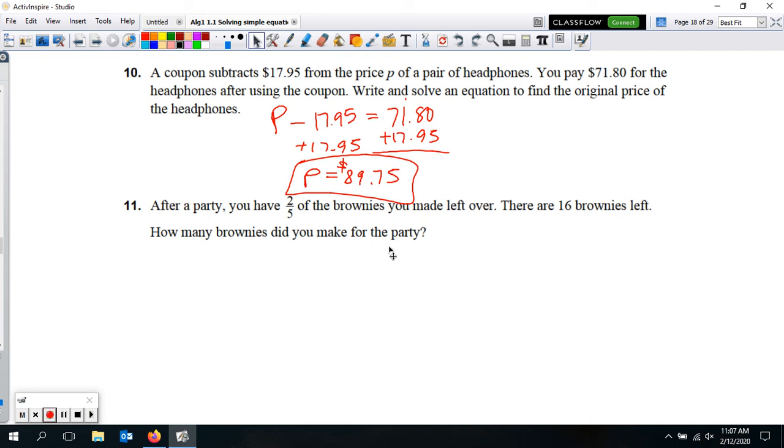What is the unknown? It says basically the unknown is the number of brownies that you originally made, your original number of brownies that you had for the party. That would be your unknown. What's the important information? It tells you you have 2/5 of that number left over, and how much do you actually have at the end? How many total brownies left over? It tells you that's 16. What are you being asked? You're asked to find the original number of brownies you made for the party.